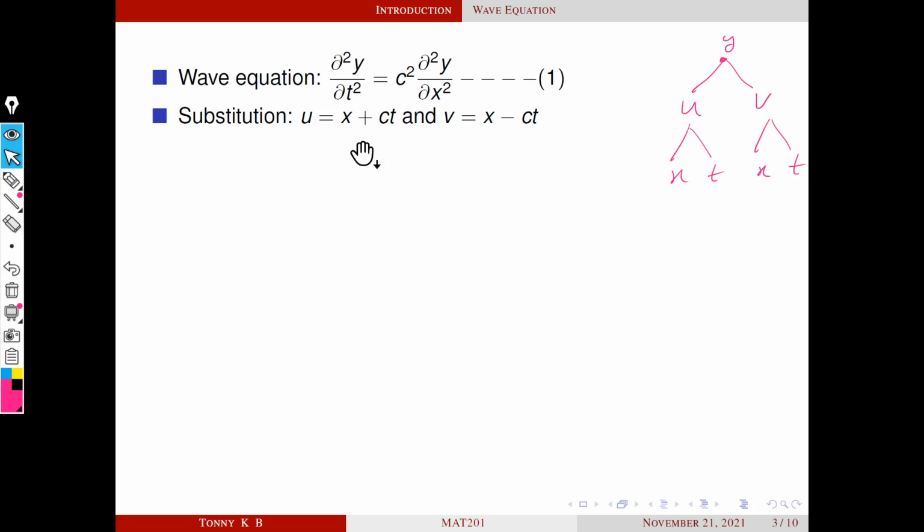Here y is our dependent variable. Now y depends on two variables u and v, and u and v depend on x and t. So ultimately y depends on x and t. Clear? So how to find the derivative of y with respect to x, or the derivative of y with respect to t using chain rule?